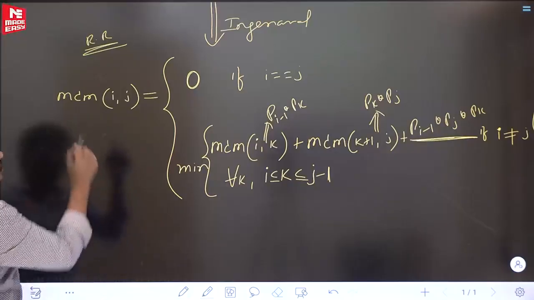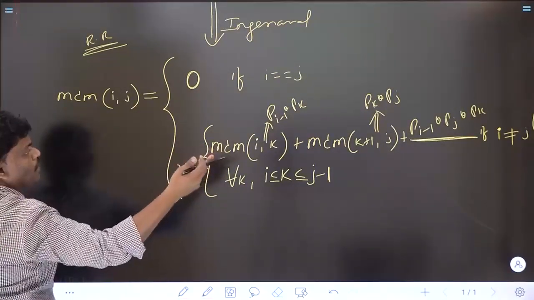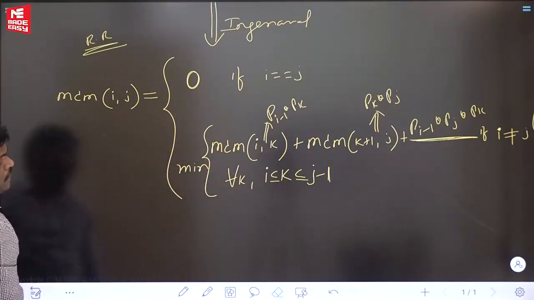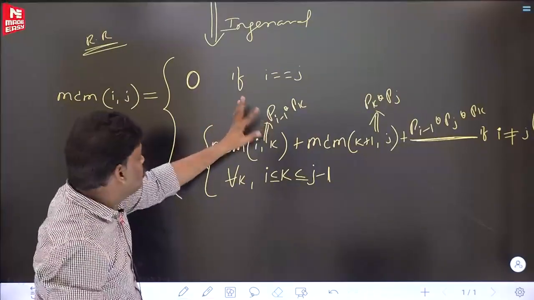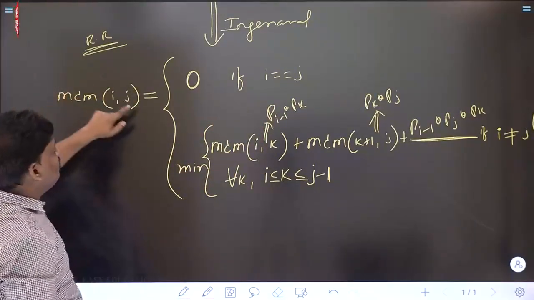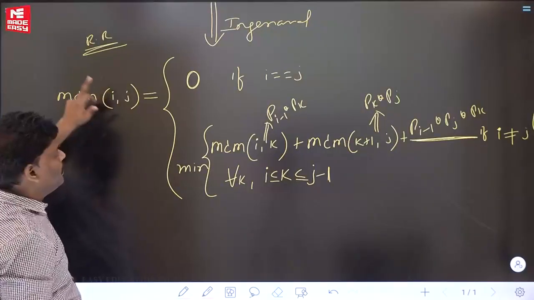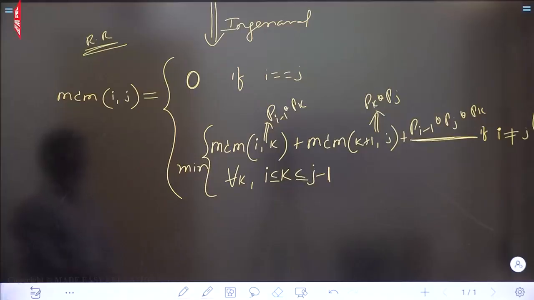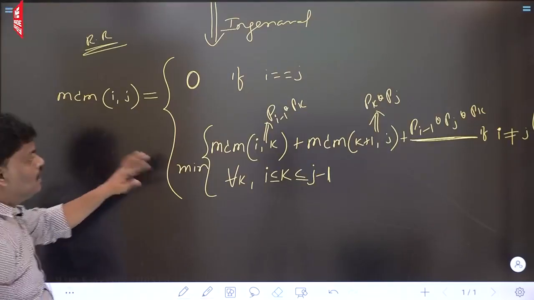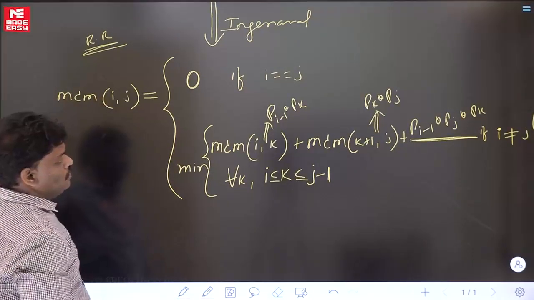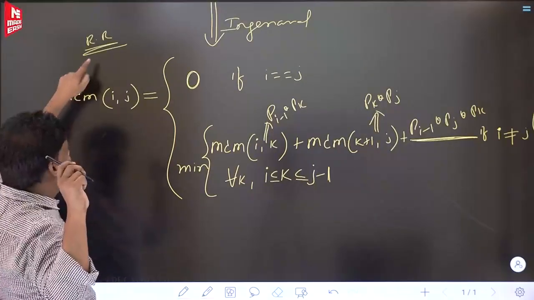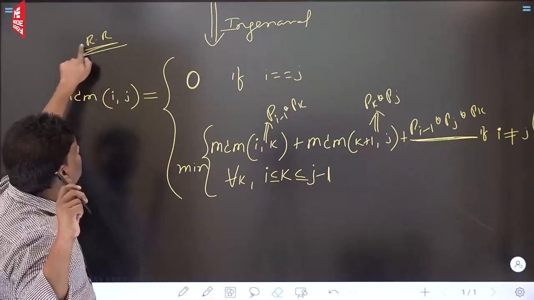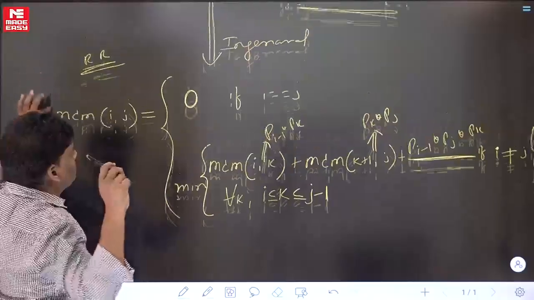Please be careful. This recurrence relation will generate the minimum number of multiplications required. Internally calling, it will finally give the minimum number of multiplications to multiply the i to j matrices. That is what is done by this recurrence relation. A recurrence relation can be written for anything: that may be time, value, multiplication, or comparison. Here it is the minimum number of multiplications. If anyone is writing a recurrence relation, first define the purpose. You are writing a recurrence relation, it's okay. But what purpose? I already wrote it.